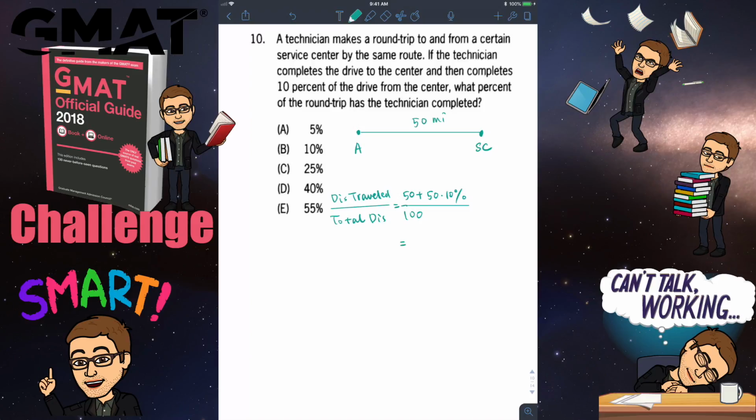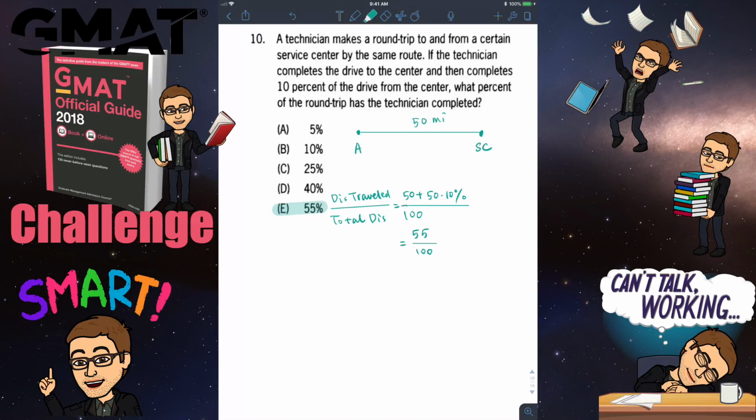Alright, so what I have is on the top, 10% of 50 is 5, so 55 on the top, and on the bottom is 100. And that's exactly what the percent is, 55%. So our answer is E, 55%.